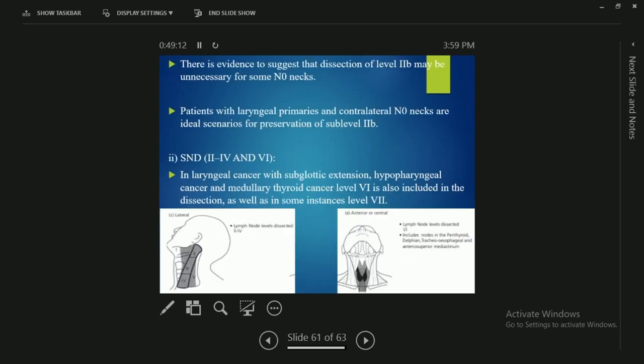There is evidence to suggest that dissection of level 2B may be unnecessary for some N0 necks, and patients with laryngeal primaries and contralateral N0 necks are ideal scenarios for preservation of sublevel 2B. Selective neck dissection 2 to 4 and 6 is done in laryngeal cancer with subglottic extension, hypopharyngeal cancer and medullary thyroid cancer. Level 6 is also included in the dissection, and in some instances level 7 is also included.